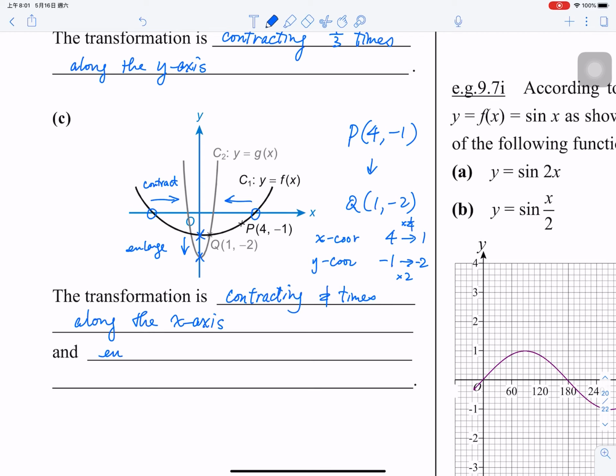And enlarging 2 times along the y-axis, correct? You can see that here x coordinates, okay, 1/4 times, so contracting 1/4 times along x-axis. And I put the y coordinates, and you see that times 2. So enlarging 2 times along the y-axis. So you can see x coordinates or x-intercept contracting, okay, and y coordinates enlarging. So you can get this conclusion. Understand?